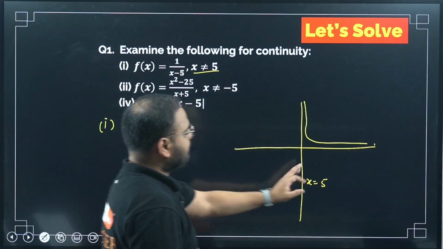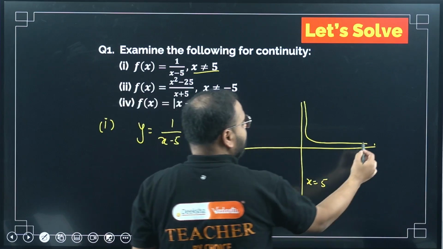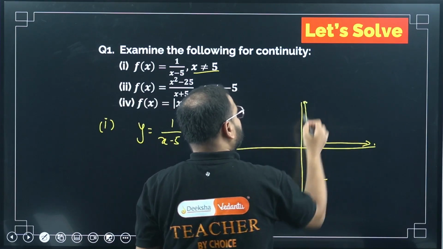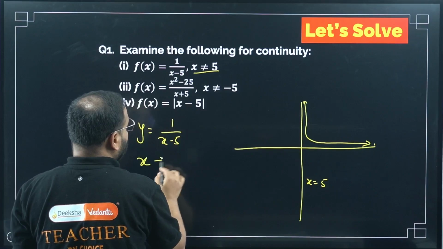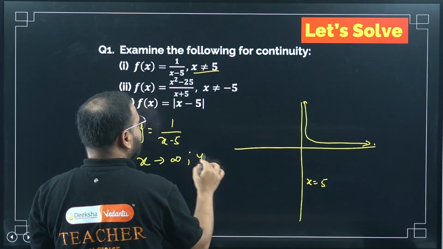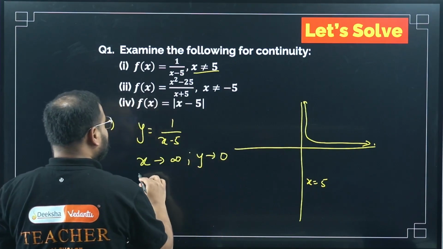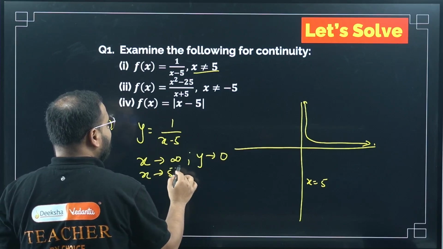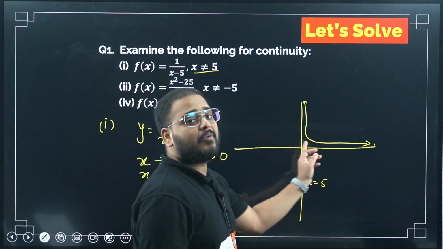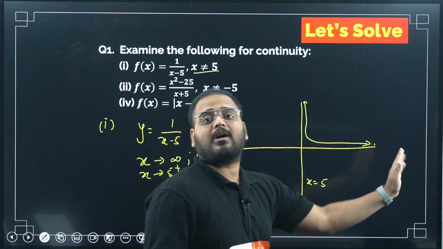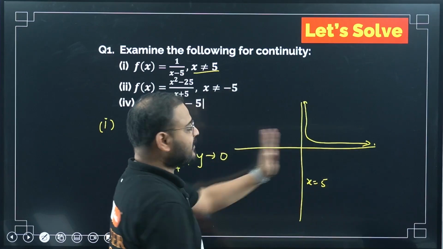Yes, think about it. When x goes to infinity, the y value is tending to 0. So I'll write it here. When x tends to infinity, y value is tending to 0. And when x tends to 5, from the positive side, means 5.111 or 5.000001. I'm saying that. I'm not saying before 5, after 5, okay?